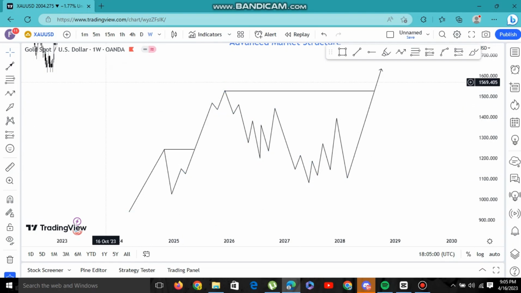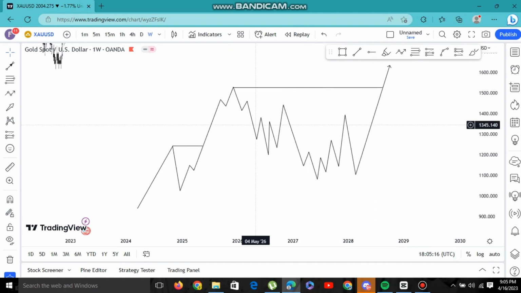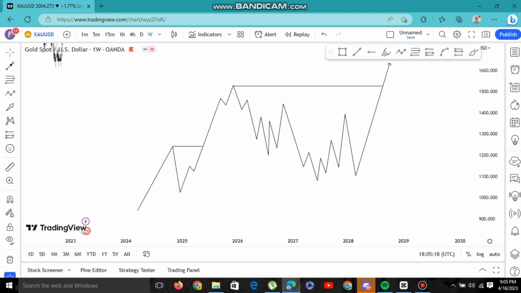Previously on the basic market structure, we had specific moves we were looking for. We wanted the impulsive move, not the pullback, but the impulsive move. This is all a complicated pullback, but this is what we want, the impulsive move. So how do you analyze this advanced market structure?